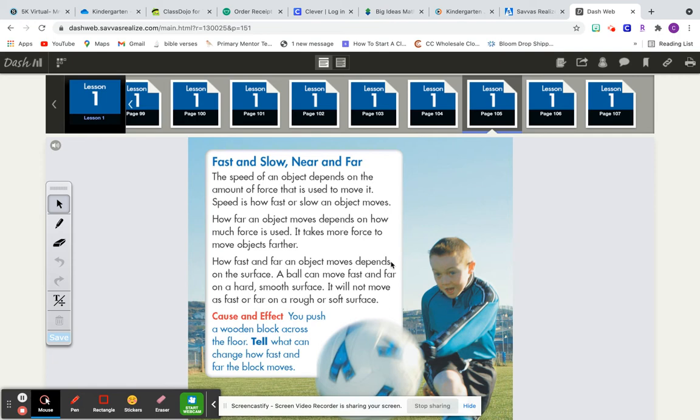How fast and far an object moves depends on the surface. A ball can move fast and far on a hard, smooth surface, and it's not going to move as fast or far on a rough or soft surface. So if you think about if you have carpet in your house and you slide a toy car across the carpet, it's not going to go as fast or as far as a toy car pushed across a wood floor.